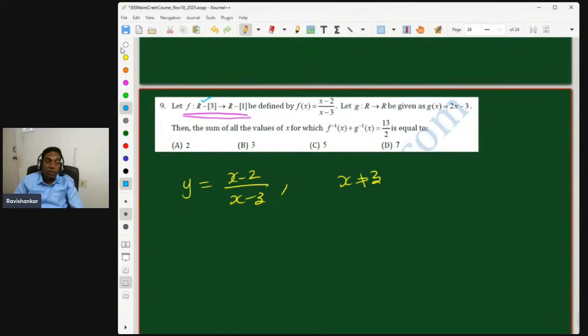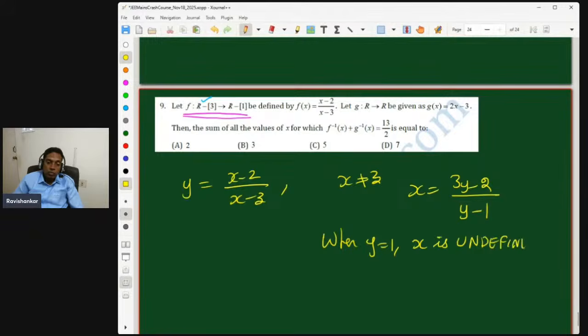Okay, but why is y not equal to 1? Because you will solve for x as (3y minus 2) by (y minus 1). And when y equals 1, x is undefined. So y equals 1 is not part of the range. That's why this part is correct. Okay, but why did we have to write x in terms of y? Because that's anyway required for inverse.